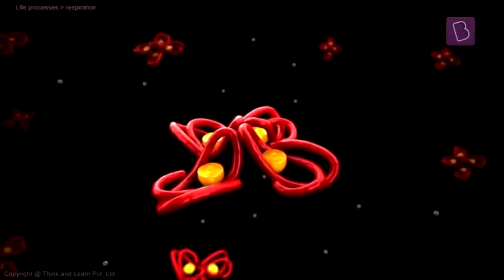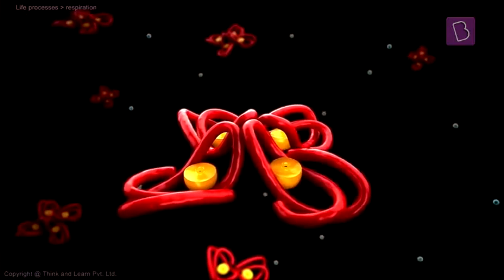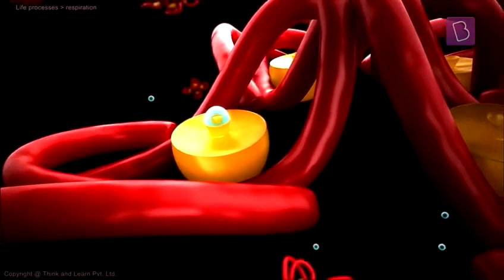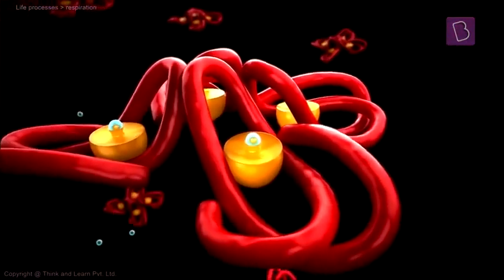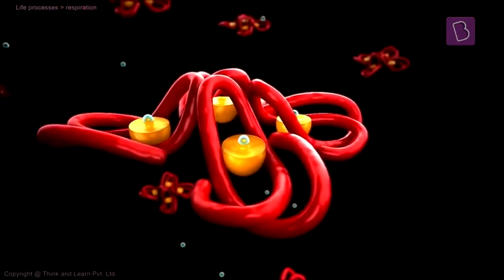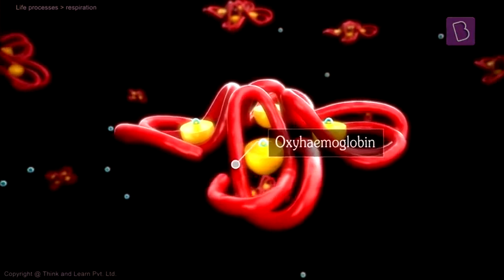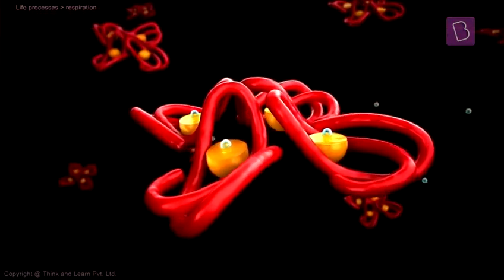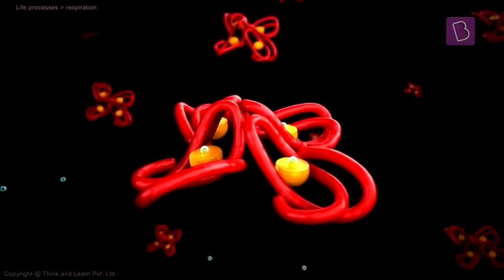These erythrocytes contain hemoglobin, which is a complex protein compound containing iron. They have an affinity for oxygen. So, oxygen is attracted to the hemoglobin and unites with it to form a bright red-colored compound called oxyhemoglobin. The oxyhemoglobin, which is an unstable compound, is carried by the blood to different tissues of the body.